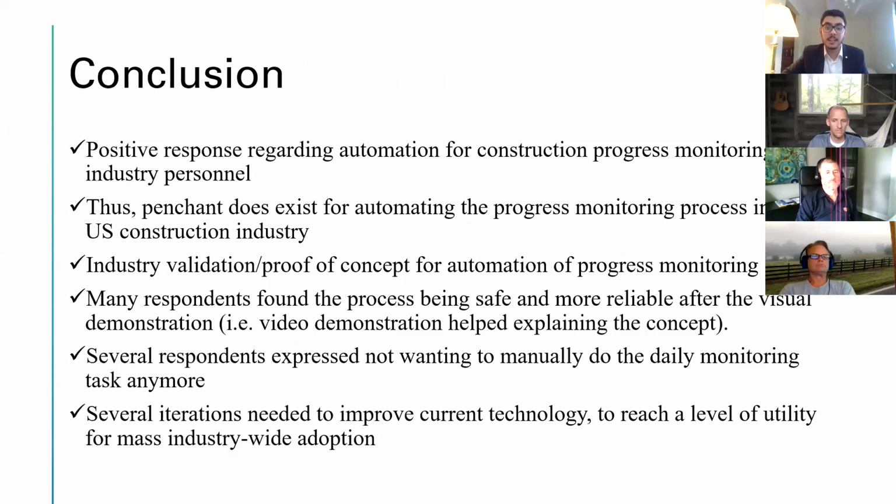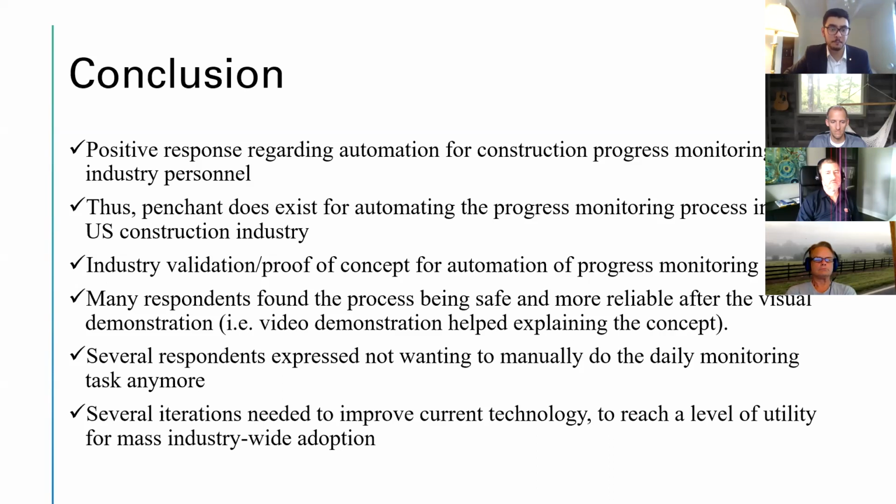Many respondents found the process safer and more reliable after the visual demonstration as compared to before it, once the video demonstration helped explain the automation concept clearly. Several respondents expressed not wanting to manually do the daily monitoring task anymore, and that's a big find for this research.